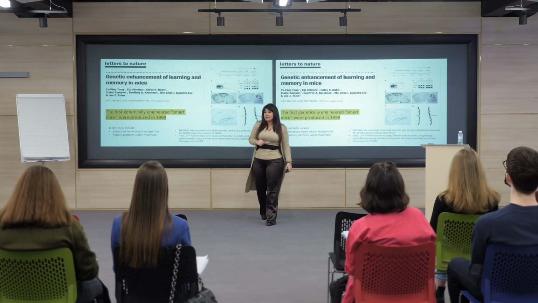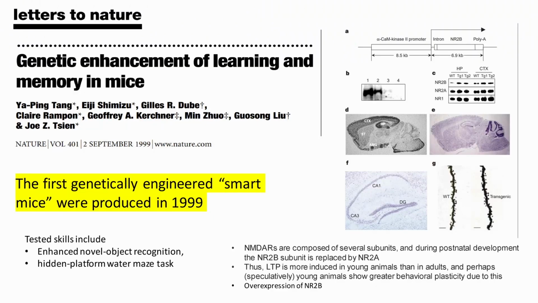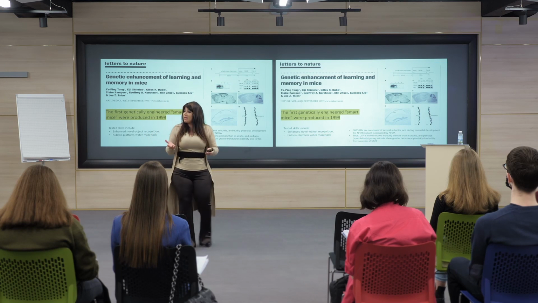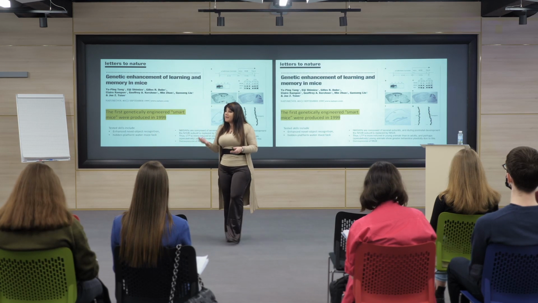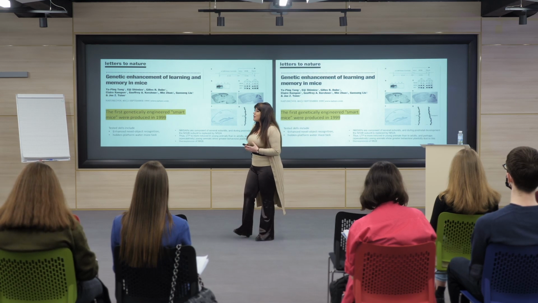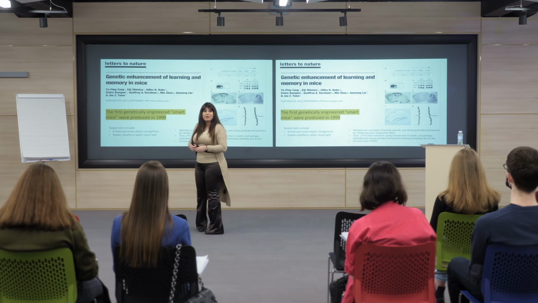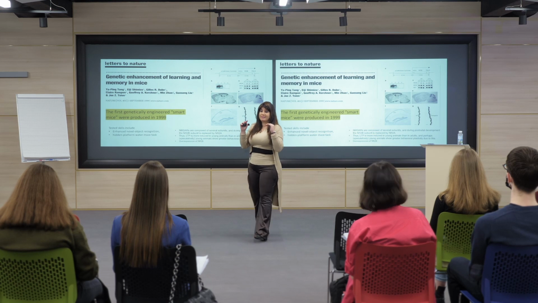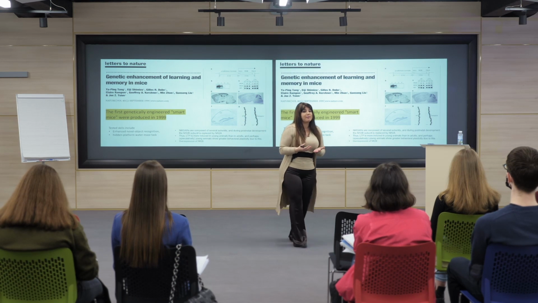NR2B is a subunit of NMDA receptors, which are brain receptors that are sensitive to glutamate. These receptors are thought to be involved in learning and memory. Because of previous studies, they thought, what if we just increase the number of NR2B receptors in specific regions of the brain of mice, in the live organism? What will happen? What will be the consequence of that? So that was the study.